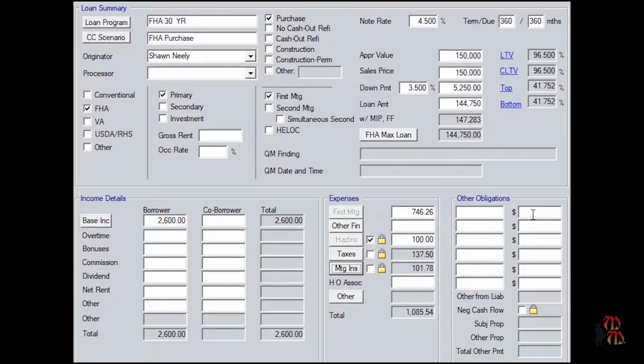Now, let's say when we pulled in credit, here it'll populate your debts. So let's say that you've got a $500 car payment. Well, now your front end is a 41% and your back end, or your top and bottom, your top is a 41.752 and your bottom is a 60.982. You don't qualify.